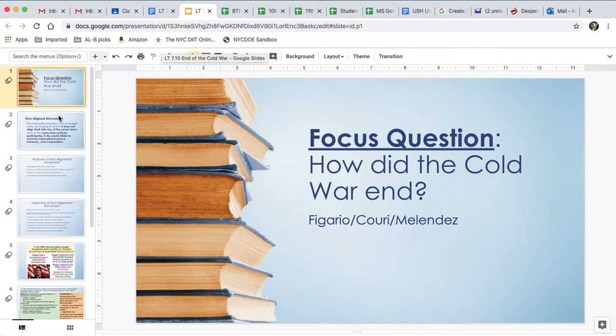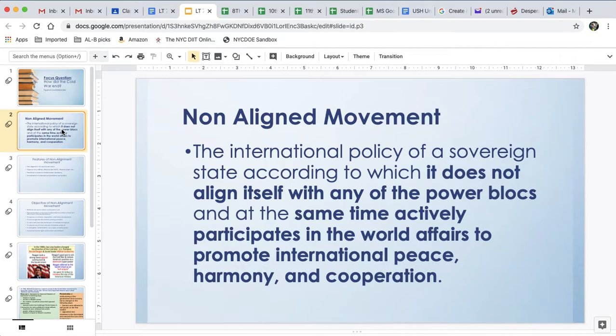So let's go ahead and advance in our Google Slides. If you go to slide 2, we have this concept called the non-aligned movement. What that means is that it's an accepted international policy of a sovereign state, which means self-governing, according to which it does not align itself to any of the power blocs. We mentioned in previous lessons that a power bloc is a very big country with great influence, like the United States and Russia. So these sovereign states are not aligning themselves to a particular bloc.